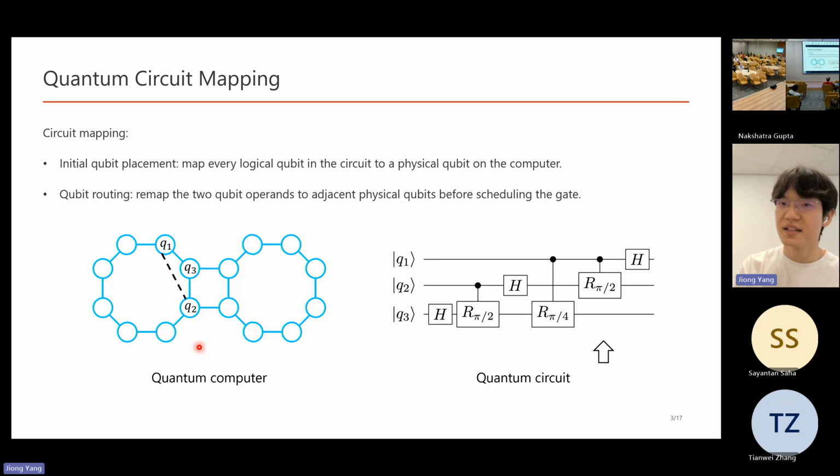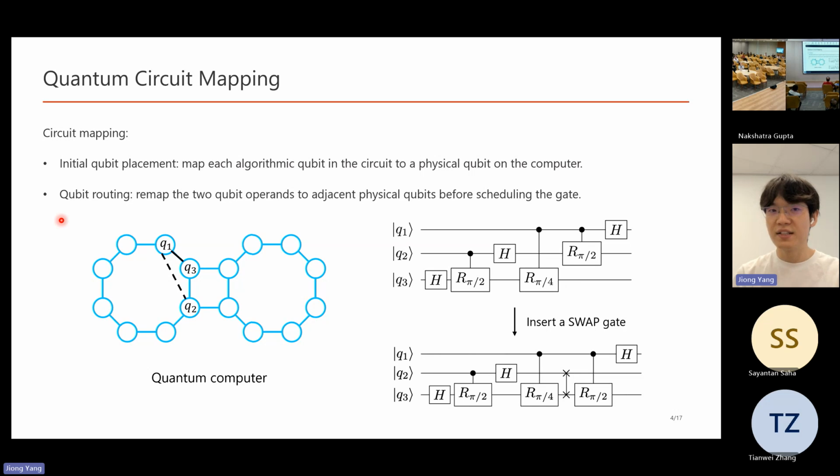This gap necessitates the second step in the circuit mapping, which is called qubit routing. When the qubit operands of a gate are mapped to non-adjacent physical qubits, the quantum compiler performs qubit routing to remap the 2-qubit operands to adjacent physical qubits before scheduling that gate. Qubit routing is performed by inserting swap gates. A swap gate is a special 2-qubit quantum gate that exchanges the states between 2 qubits, and it affects the gates scheduled after it.